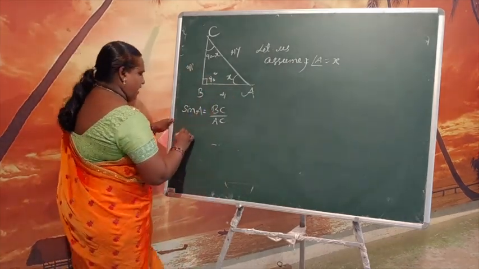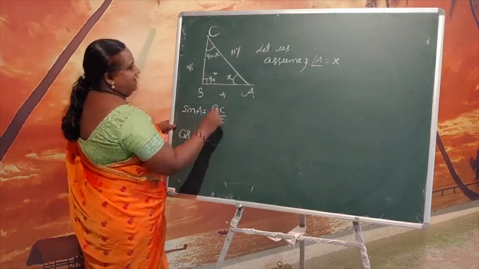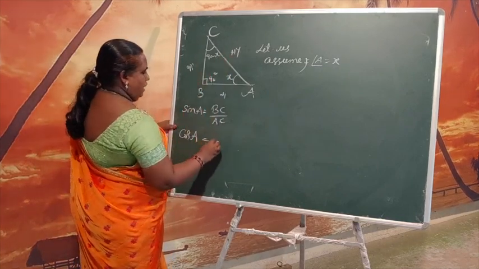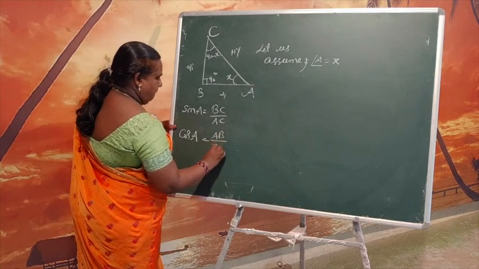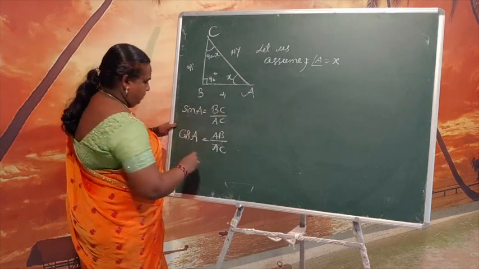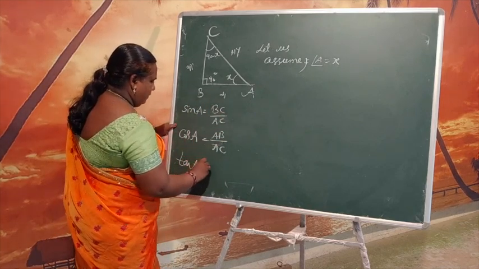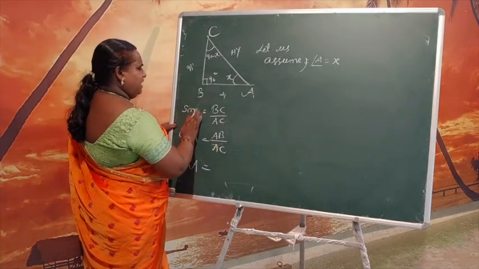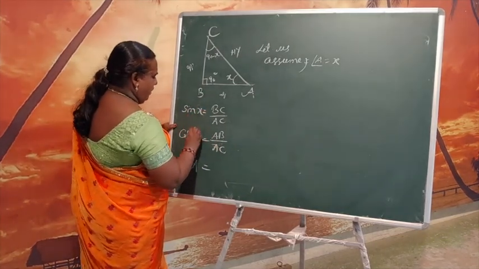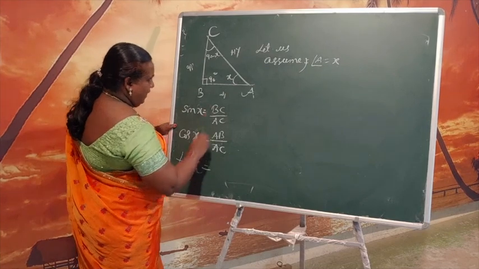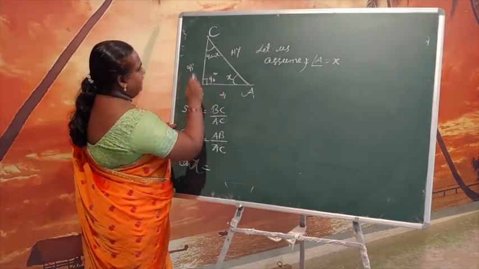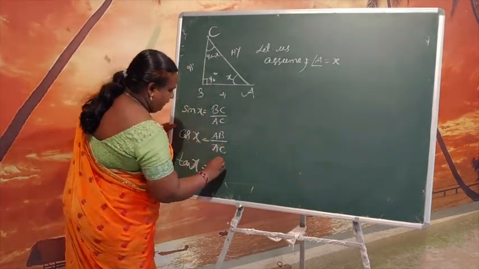Now, what is cos A? Adjacent by hypotenuse. AB by AC. AB or BA, everything is the same. Tan x: sin x you can take any value, because we mark the tan value now. Opposite by adjacent, that is BC by AB.